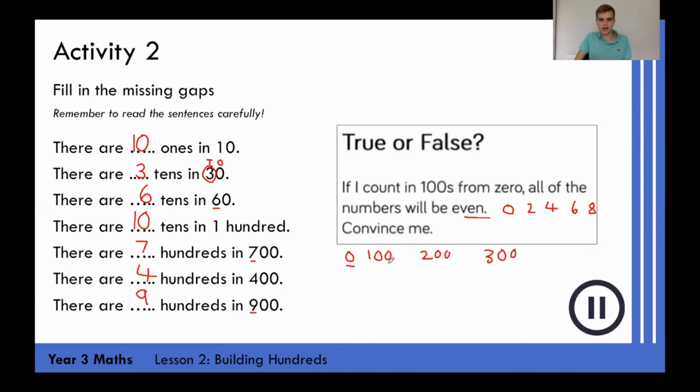The number 100 ends in a 0, that's even. 200 ends in a 0, that's even. 300 ends in a 0, that's even. So all the multiples of 100, if I count in 100s, all of the ones is a 0, isn't it? In the ones column, there's always a 0. So this one is true because all of the multiples of 100 end in a 0, and if numbers end in a 0, they are even. So well done if you managed to get that as well.